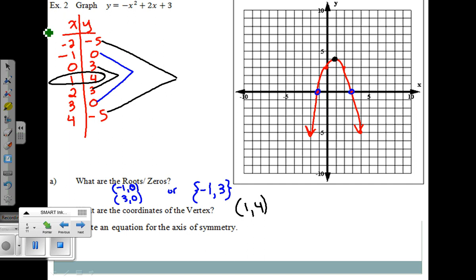Now for the equation of the axis of symmetry, that's just going to cut this thing right in half. That x value is 1. We can see here, for the vertex, x is 1, so that's the equation of our axis of symmetry for that vertical line.